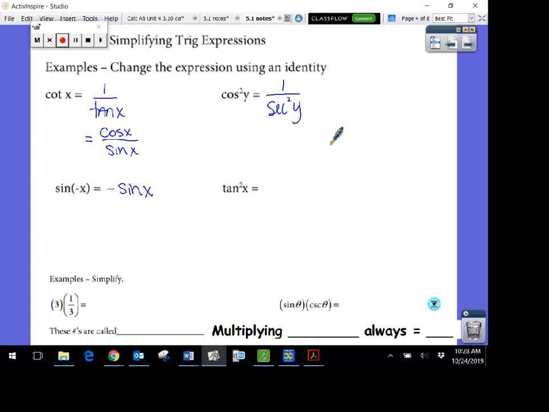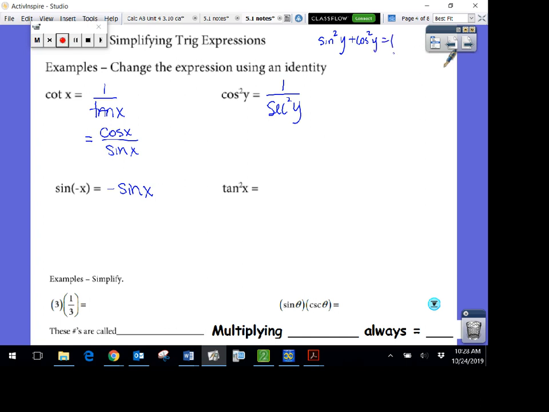Or when in the problem there might be a sine squared involved. If there's a sine squared involved, then we use our Pythagorean ID. So our Pythagorean ID is sine squared. I'll use that variable, y. Doesn't matter what variable you use, but use the one that's here. Okay, just because we use theta doesn't mean it has to be theta. We use whichever one is in the problem. Plus cosine squared y equals 1.